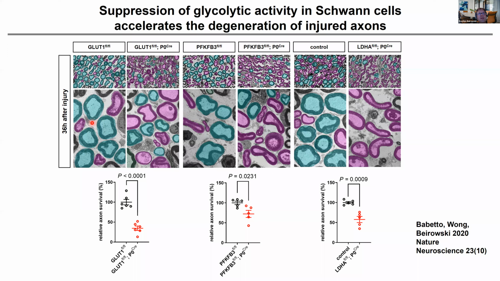However, when we lesion the nerves and we measure the rate of axonal breakdown, we find statistically significant acceleration of axonal degeneration. And this is quantified here. These results were actually very strongly accentuated in the GLUT1 mutant mice. GLUT1 is the transporter that brings glucose into the Schwann cells, and the glucose is then used in the glycolytic process to produce pyruvate and lactate. So this very much supports our model of the cell non-autonomous metabolic support of axons.